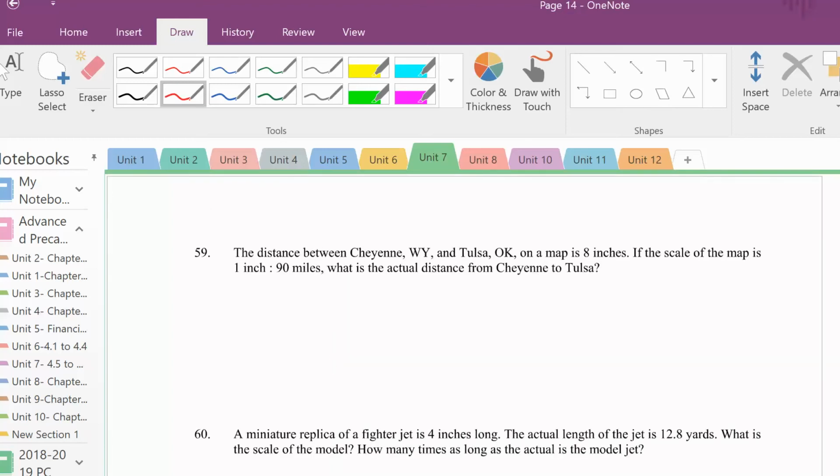So looking at the next page, the distance between Cheyenne, Wyoming and Tulsa, Oklahoma on a map is 8 inches. If the scale of the map is 1 inch for 90 miles, what is the actual distance? So we want to know how many miles is 8 inches. So x is equal to 8 times 90, which is 720 miles.